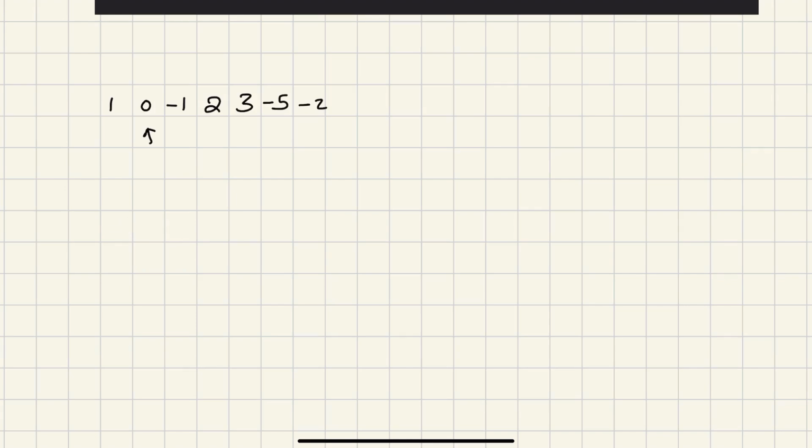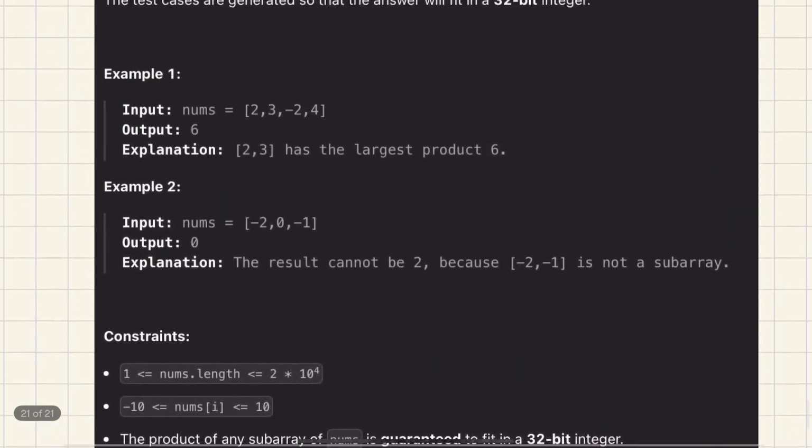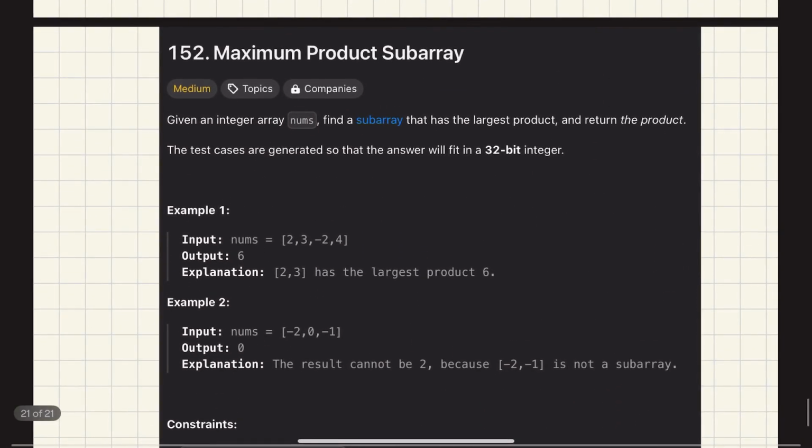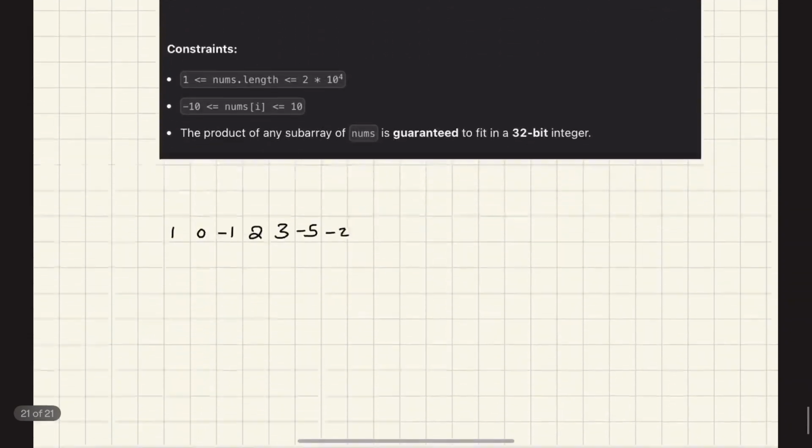Okay, now how do we solve this? Now, I did start it off the same way that I would have solved the maximum sum of a subarray. If you want to know what I'm talking about, I would highly suggest you check out that question first. I did a video on it earlier.